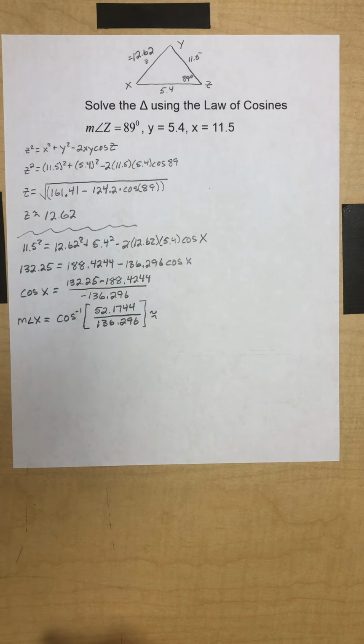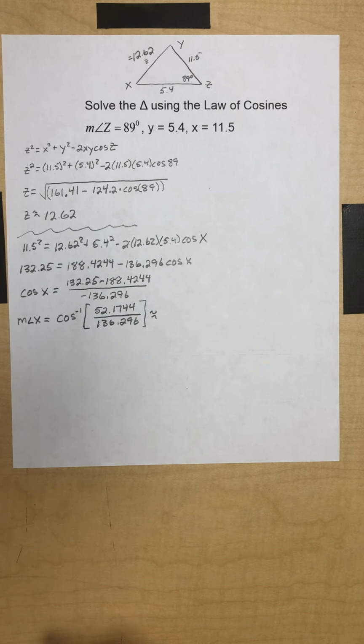Okay, so we clean everything up. 5.4 squared, I'm getting 29.16. Okay, then we go 12.62 squared plus 11.5 squared. I'm getting 291.5144 minus 2 times 12.62 times 11.5. I'm getting 290.26 times the cosine of angle y.